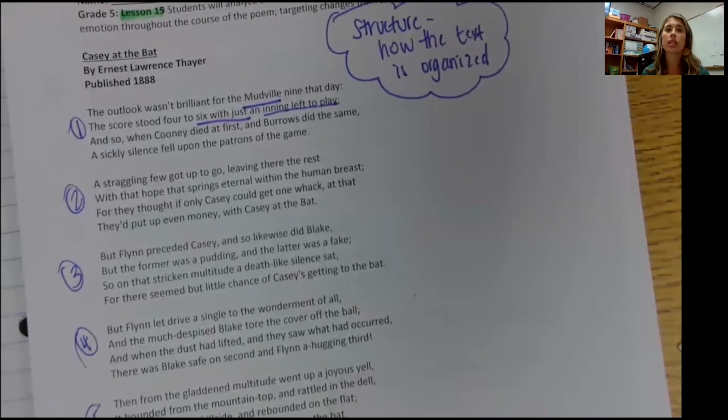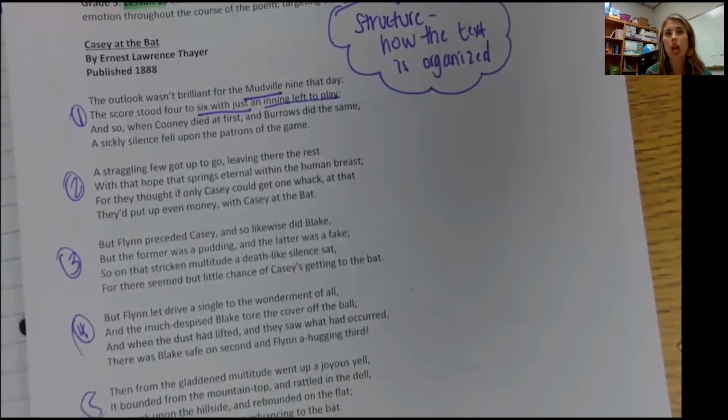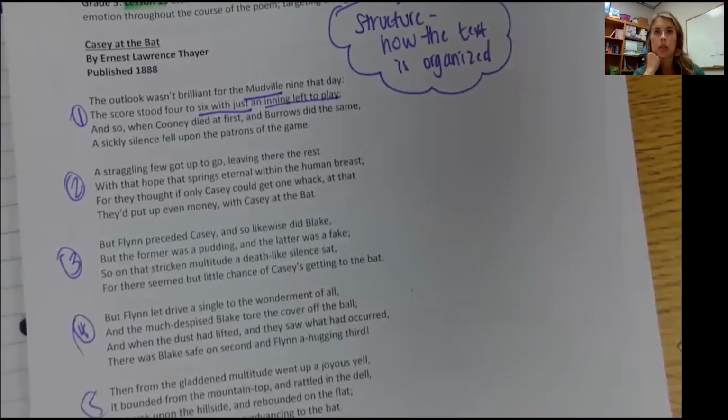So now I'm curious to know if the author of Casey at the Bat deliberately used these challenging structures to emphasize the emotions in his characters. What do you think? Maybe.